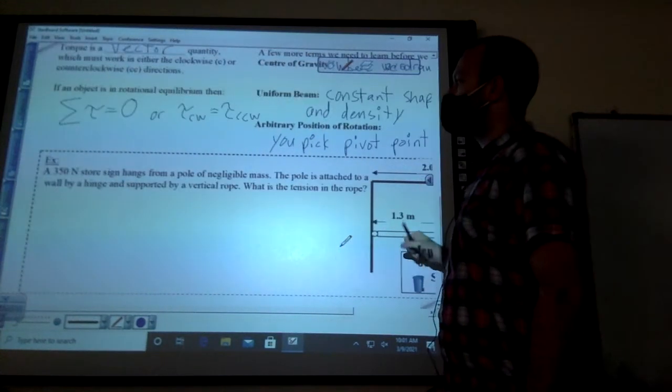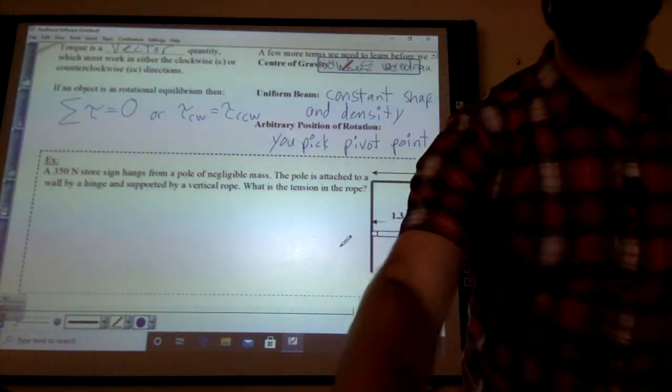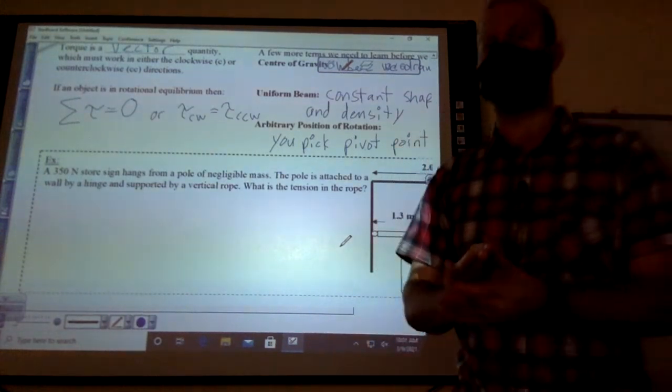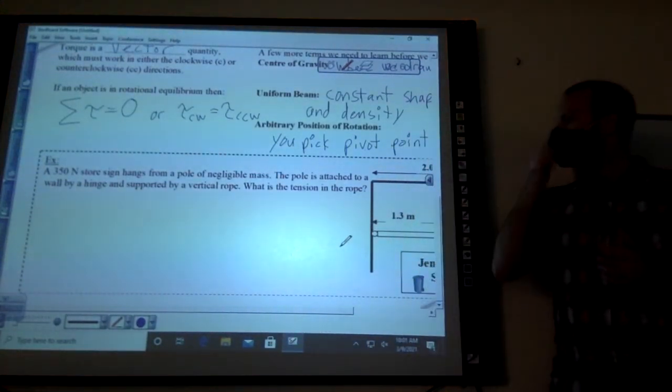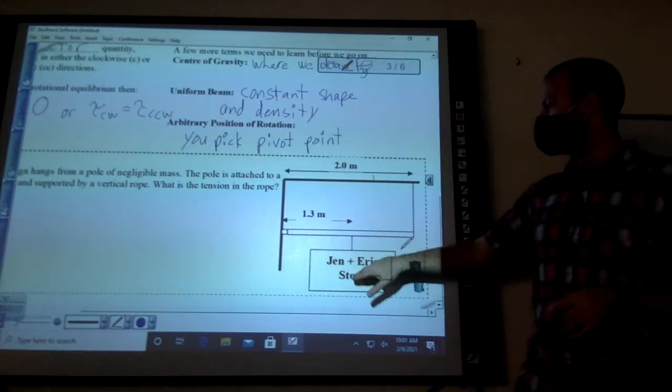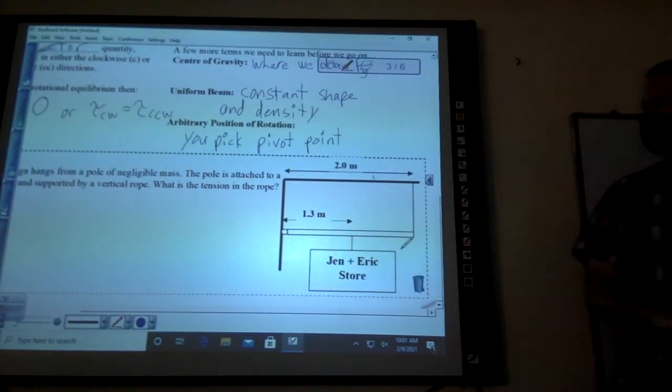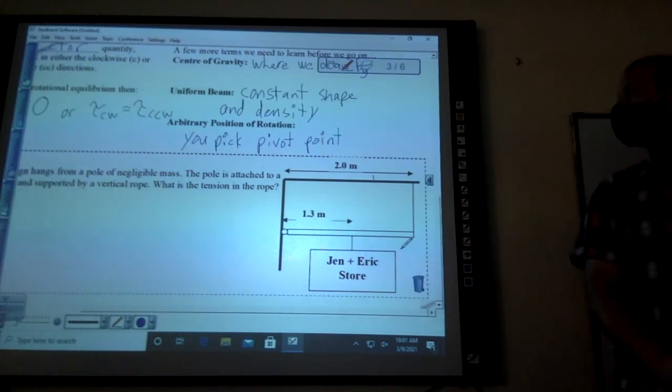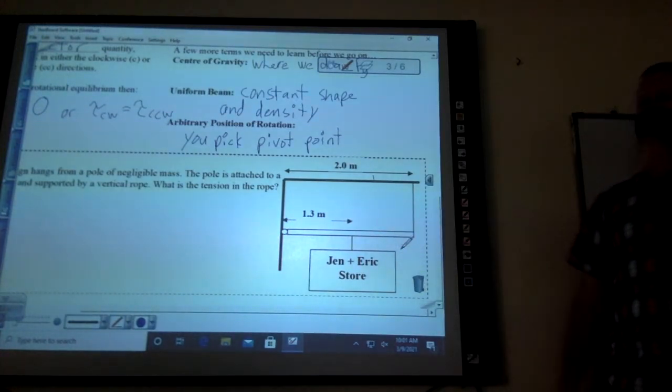So let's do our first actual rotation question. All right, so what we've got here, we've got a store sign. Jen and Eric have a store, and they want to hang it from this beam.